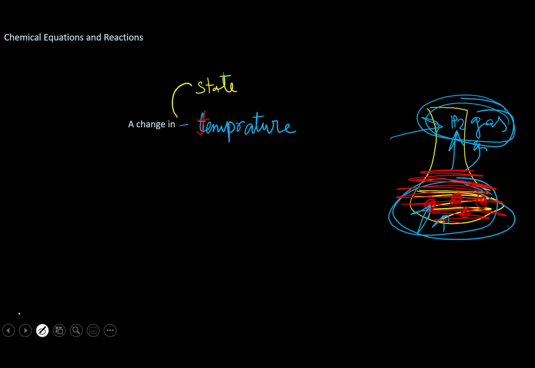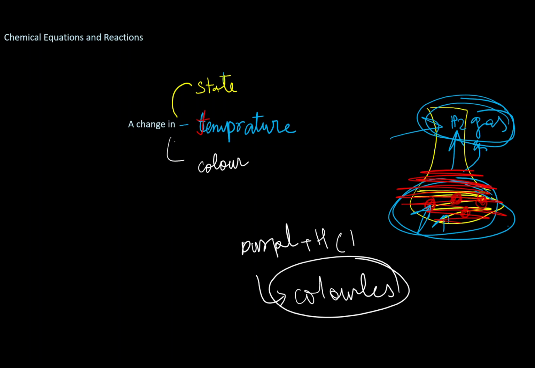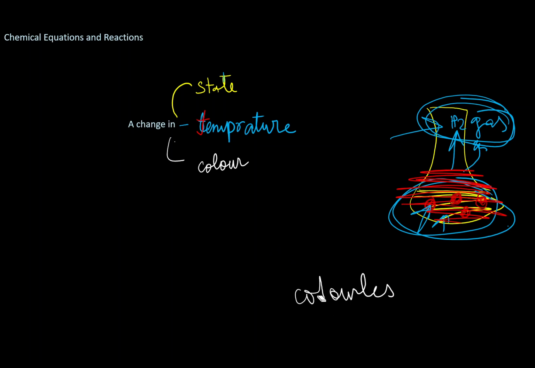The next one is a change in the color. We can say when potassium permanganate is added to HCl, the potassium permanganate is usually purple in color. When it's added in HCl, the color becomes colorless, it becomes transparent. So here this is colorless now, and we can also say that a chemical change has taken place because there was a change in the color.